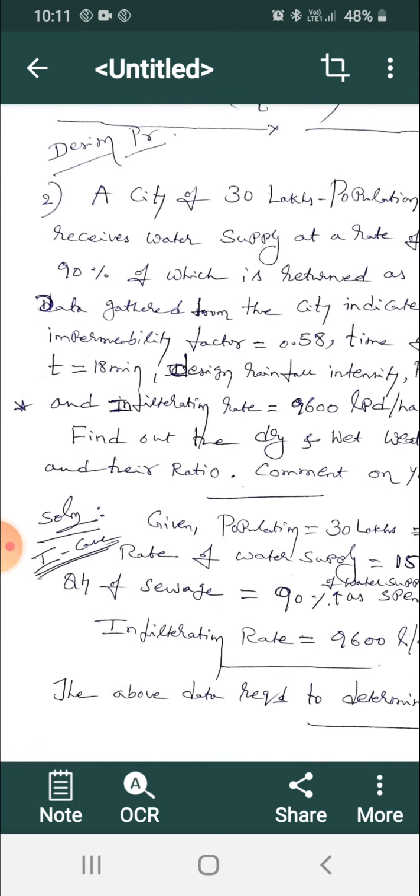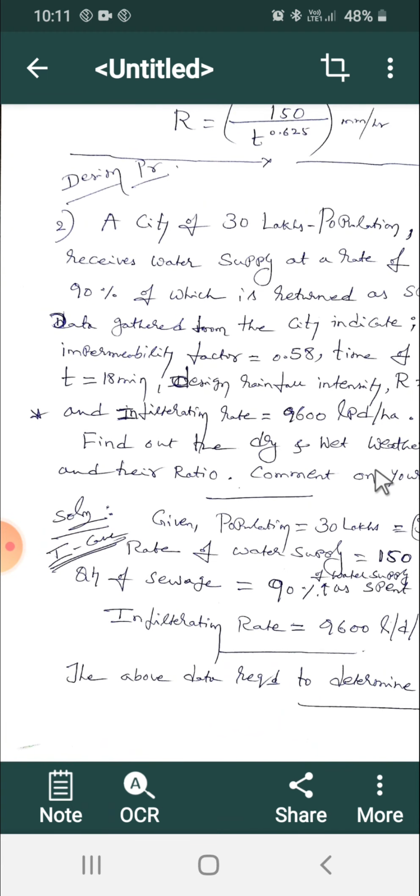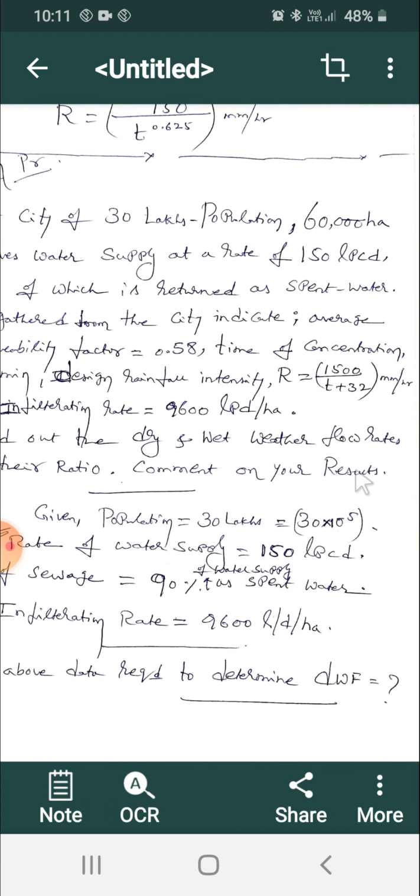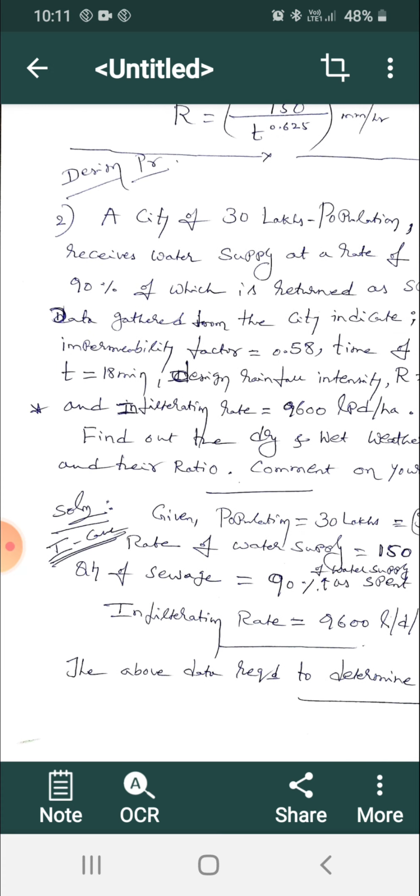And then what do you have to find out? Find out the dry and wet weather flow. Dry and wet weather flow rates. You have to find the discharge, how much has come.